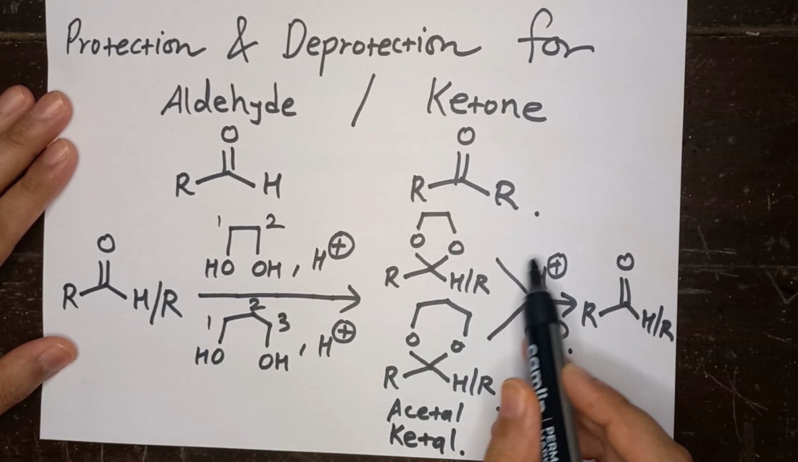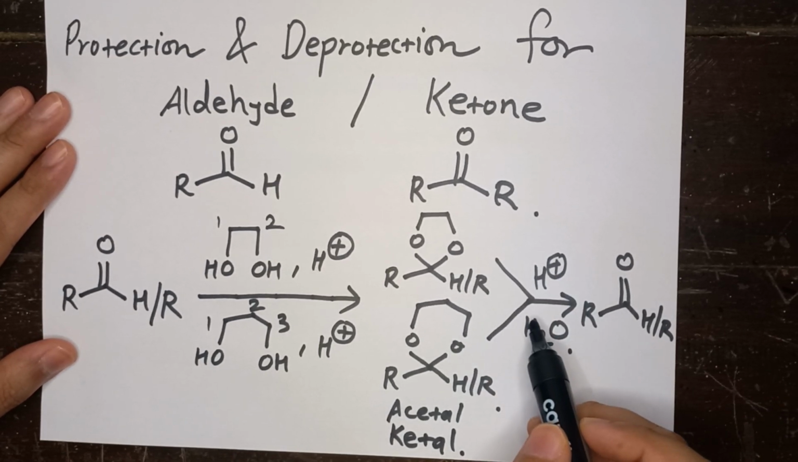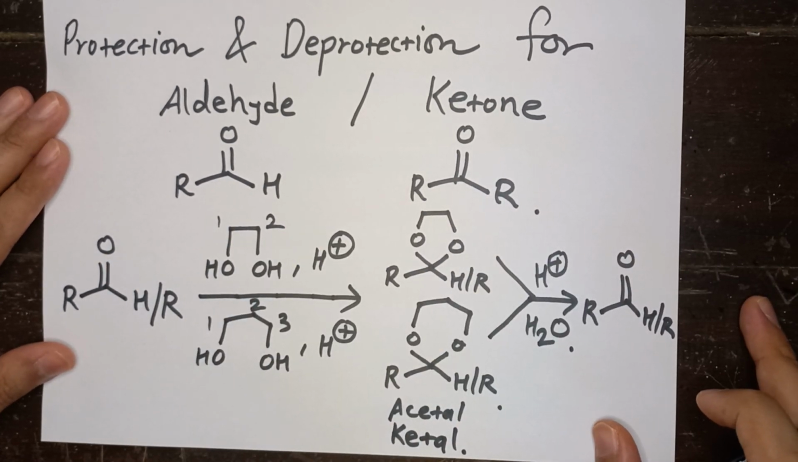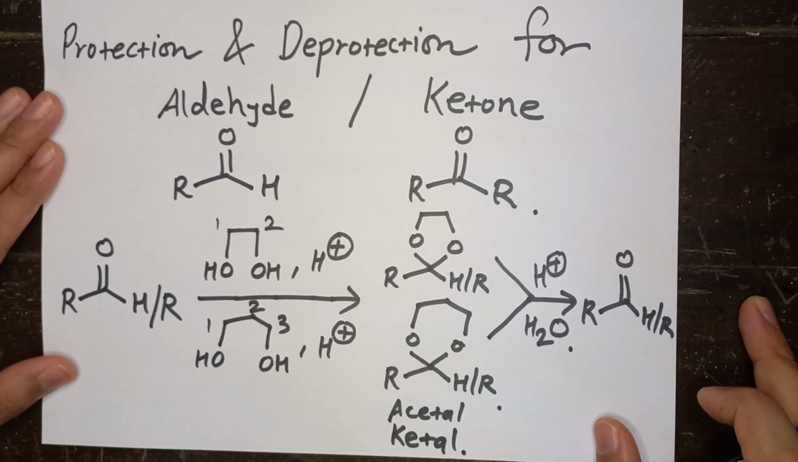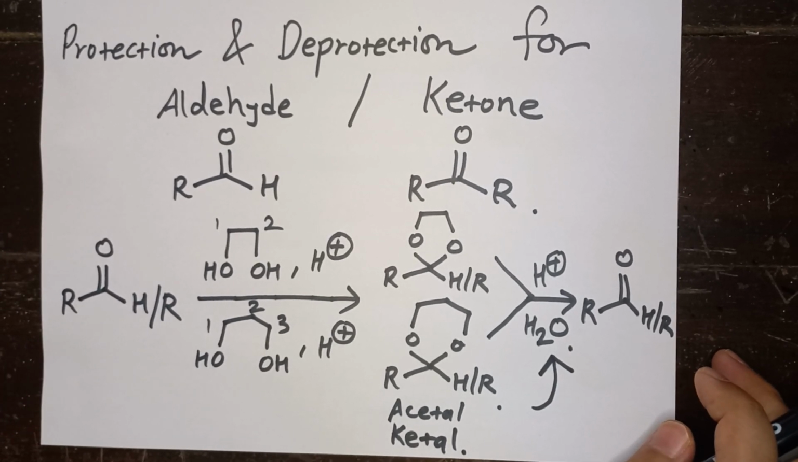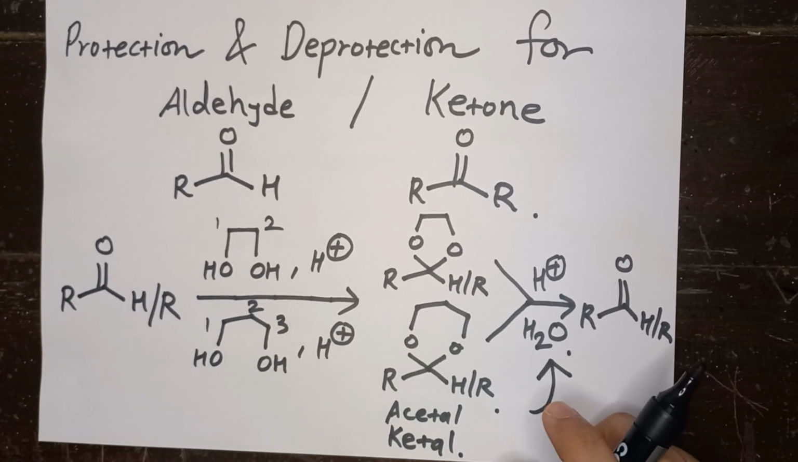This deprotection mechanism also I have discussed in my previous video. So this is about the protection of aldehyde and ketones using diol. And this is how you deprotect. You have to use an acidic media for it. So now let's go ahead and see what are other methods of protection for aldehyde and ketones.